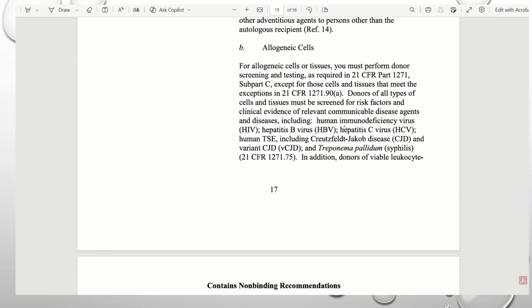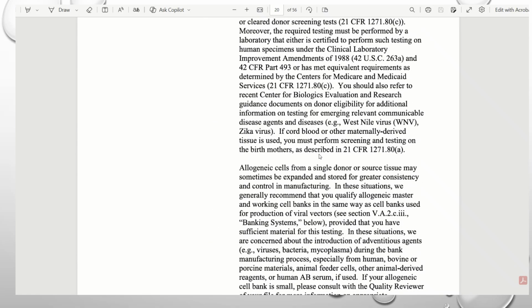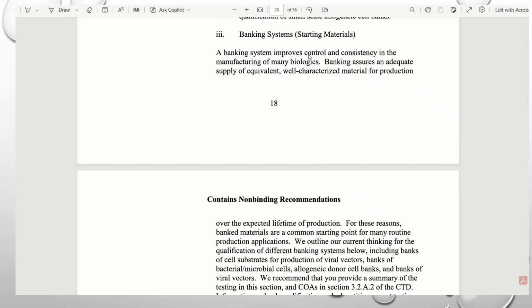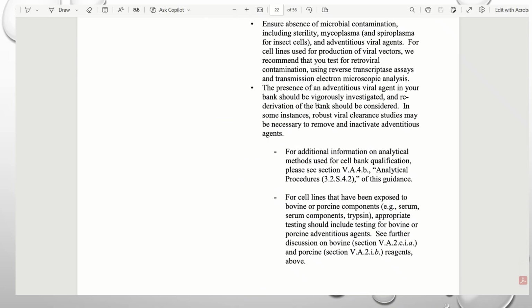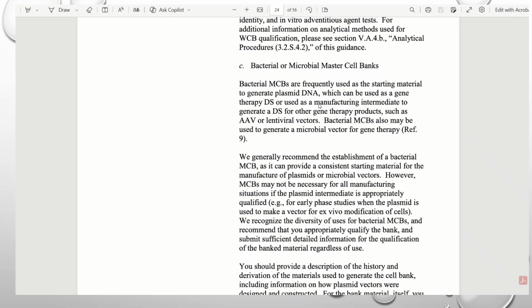The most important ones being, but not exclusive, the human immunodeficiency viruses, hepatitis B virus, hepatitis C virus, etc., and the CJD variant and the variant of CJD. So all of these things have to be excluded and demonstrated as absence. Your banking systems, master cell bank, working cell bank, qualification of master cell bank, all of this information should be in S23.